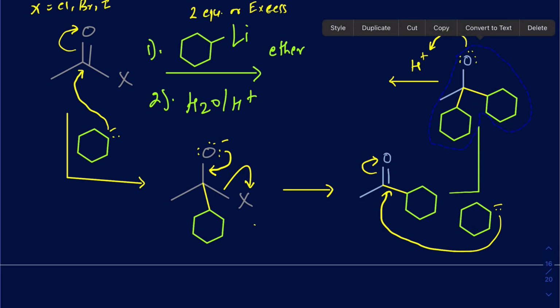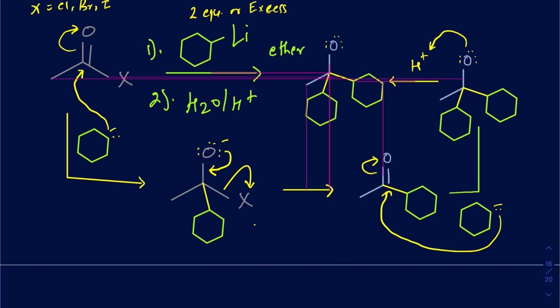Now the difference between the alcohol you make here and the alcohol you had made with the ketone is this one is actually not going to be chiral. And the reason why it's not going to be chiral, because remember your Grignard or your organolithium here gets added twice, and since it gets added twice, you have two same groups. This group and this group are the same, so it's never going to be chiral.